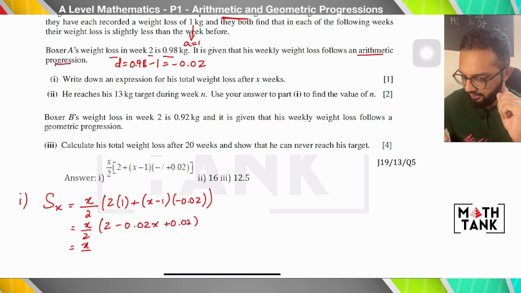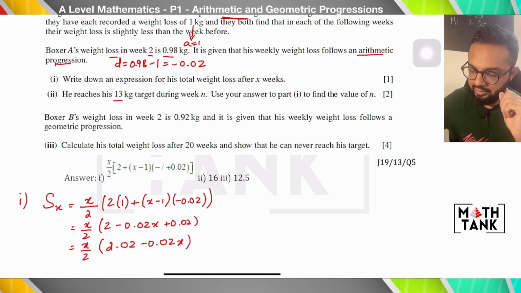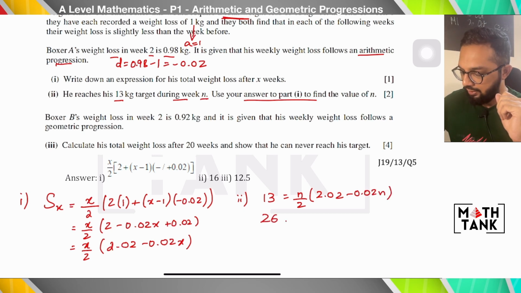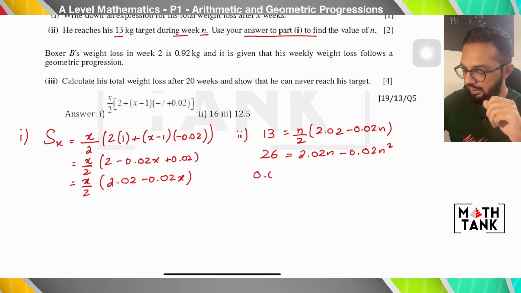So that gives me x over 2, 2.02 minus 0.02x. Okay, then it says he reaches a 13 kg target during n weeks. Use your result to part 1 to find n. So I think that's simple. I can just say that 13 is the sum when x is n. So 2.02 minus 0.02n. This makes a quadratic equation of sorts. So I get 0.02n squared minus 2.02n plus 26 equals 0.